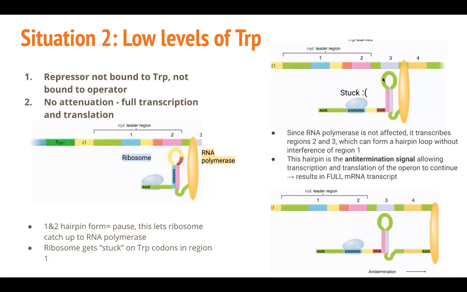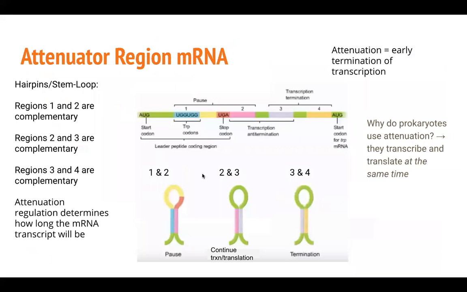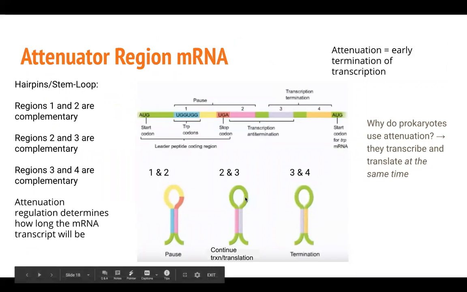So the problem is if it gets stuck on region 3, I believe that's where you're going to have attenuation. But in this situation, if it gets stuck right here around region 2, it's going to pause, but you're going to end up with the full mRNA transcript, if that makes sense.